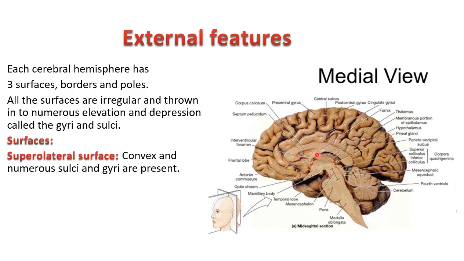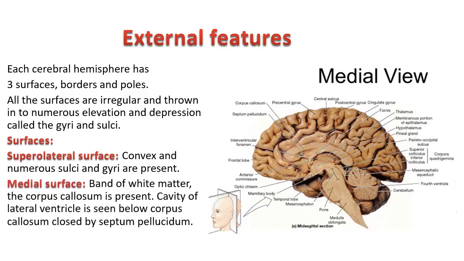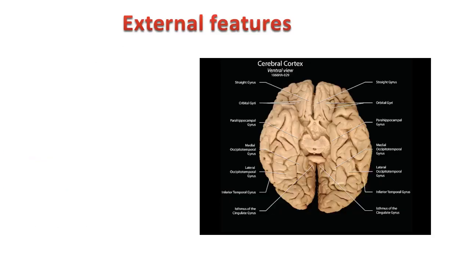This band of white matter you are able to see is the fornix. It is a part of the limbic system, and below that you are able to see the thalamus and the hypothalamus, which we discussed in the last lecture. So mainly you come across the corpus callosum and the cavity of the lateral ventricle covered by the septum pellucidum. That is the medial surface. Next, the other surface you see is the inferior surface. Here you are able to see the inferior surface.